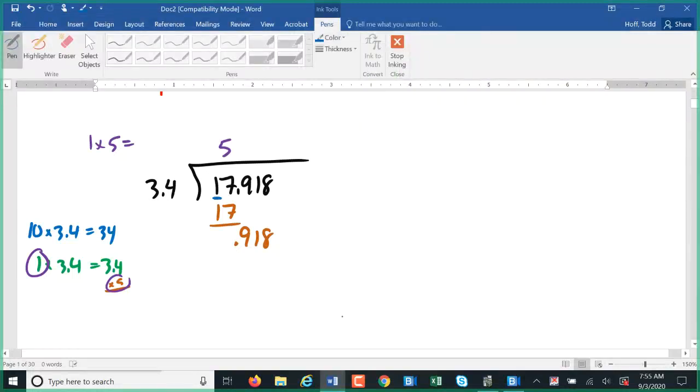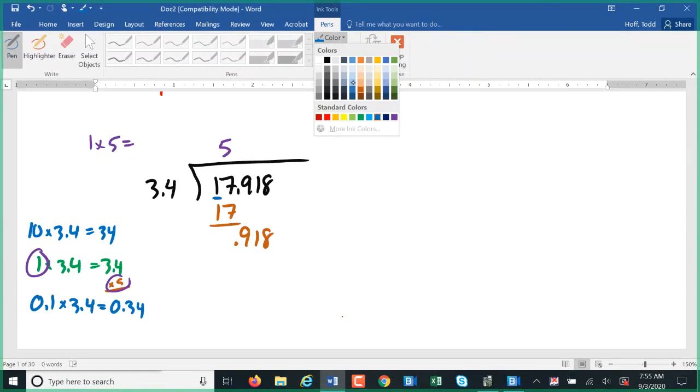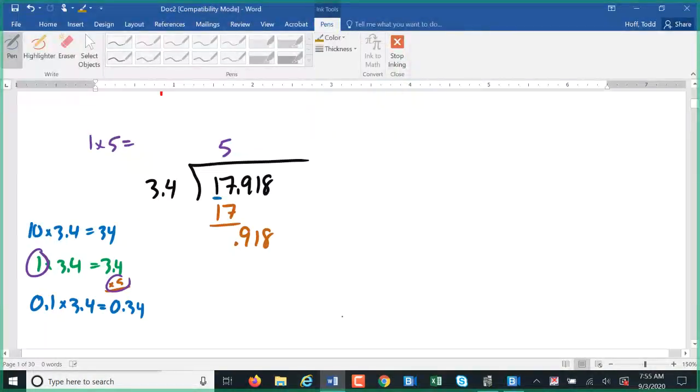Next place value, I move to the tenths place. 0.1 times 3.4 is 0.34. I can subtract that from what's left. It looks like twice. Giving me 0.68. I subtract that, I've got 3.238. Well, what I just subtracted there again, that was 0.1 of those 3.4s, and I did it twice. So that's 0.2. And I can continue on like this to finish up my division.